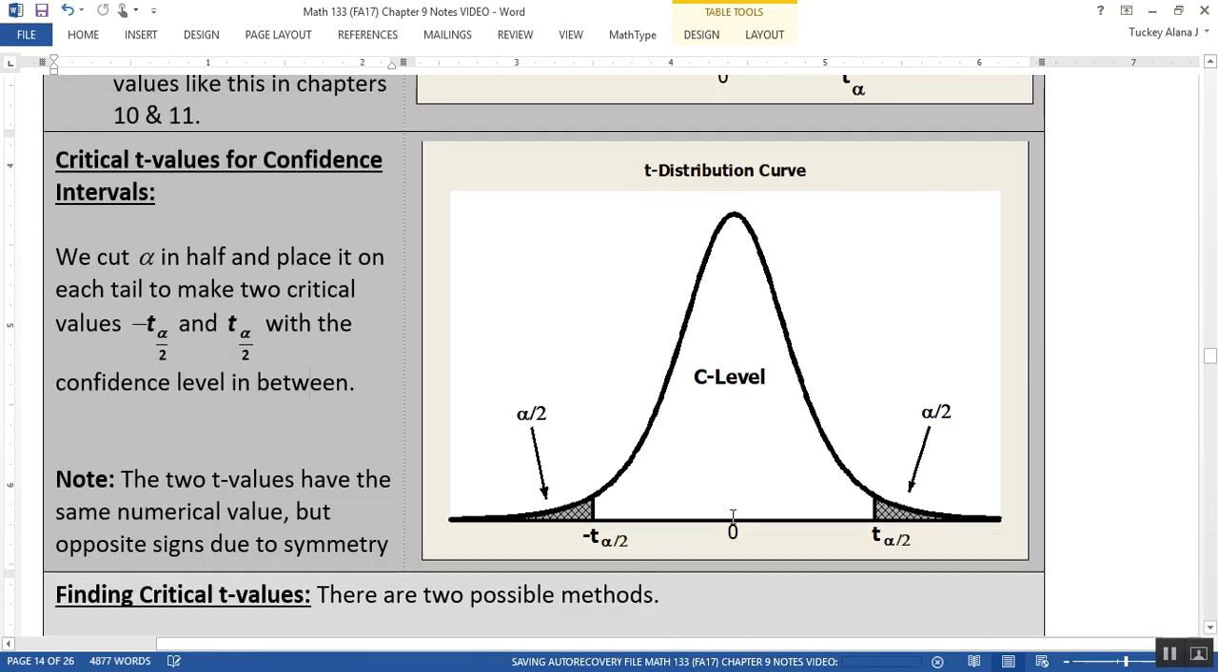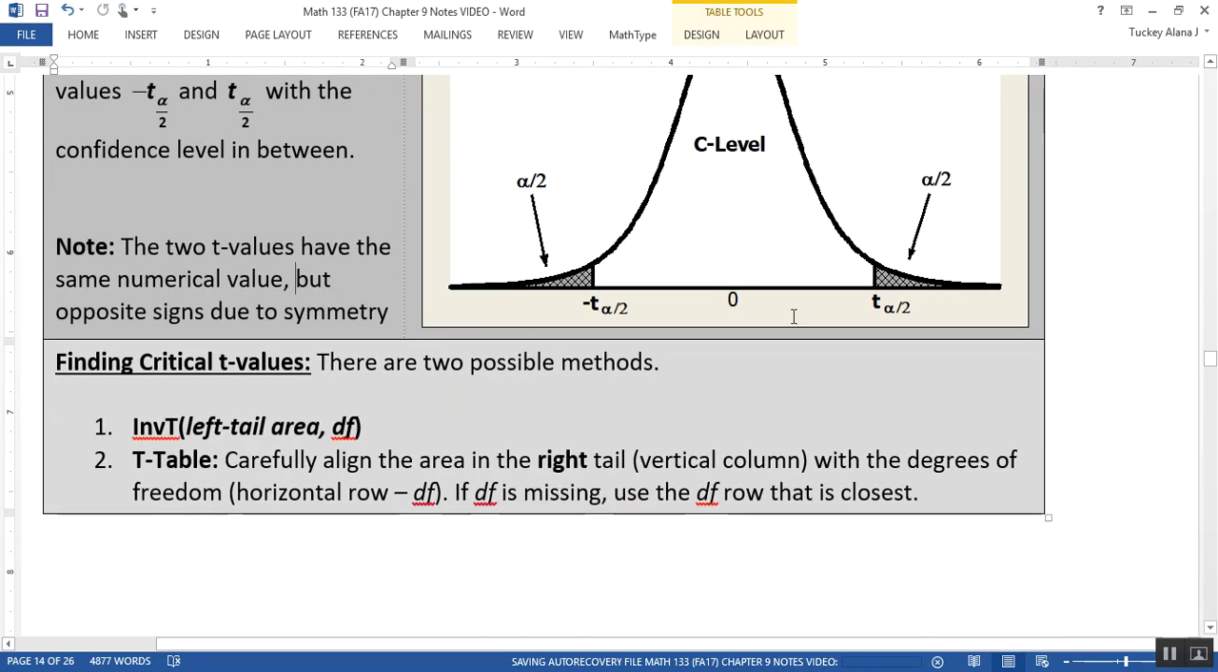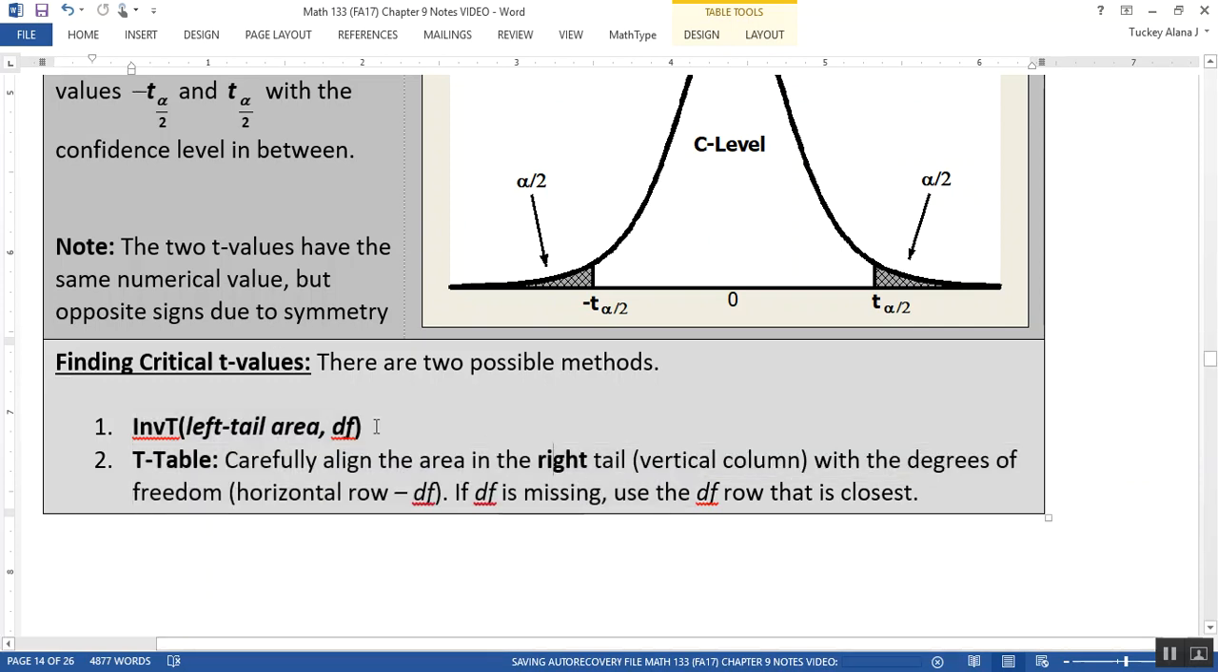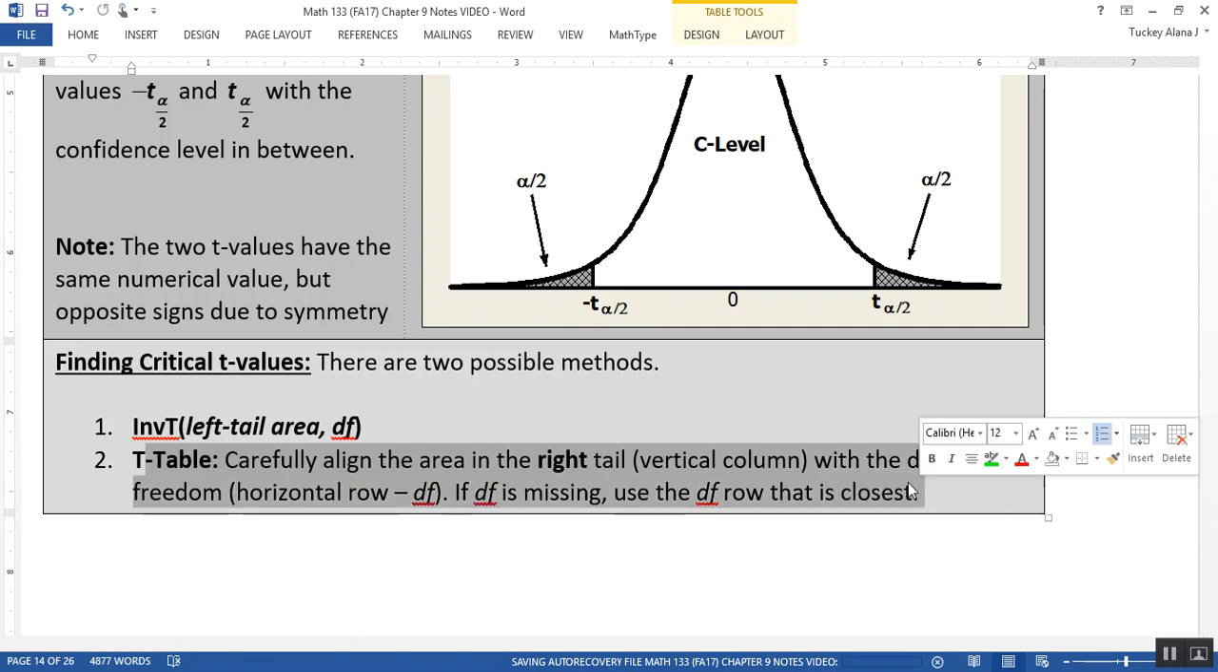Well, first of all, because zero's in the center, there's symmetry. So once you find one, you found the other because they have the same numerical value. Just one's positive, the one on the right, and one's negative, the one on the left. And we can find them either with the inverse t function on a calculator, that'll be an 84, or an Inspire possibly, or the t-table. Keep in mind that 83s cannot use the inverse t function, they would have to use a t-table. And there are a lot of degrees of freedom that aren't available in that table, so if that's the case, you use whatever degrees of freedom is closest to what you need.